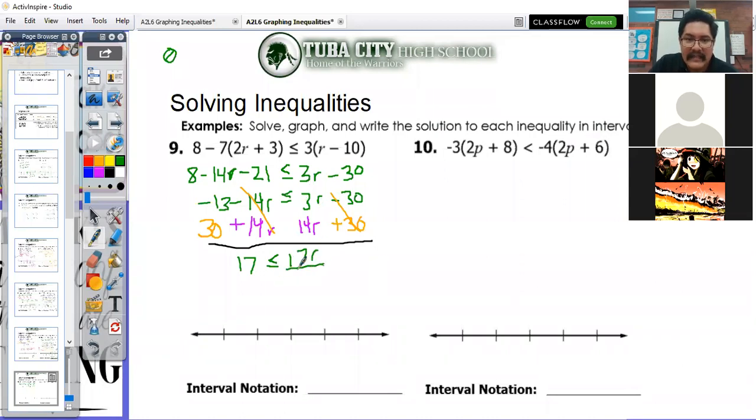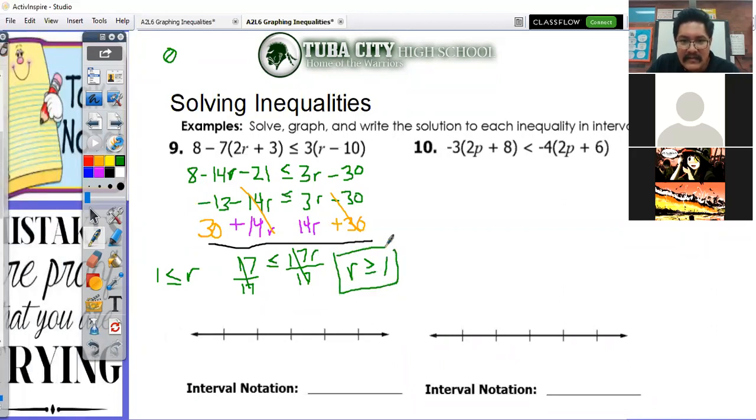All right, but we still got to keep going. Divide both sides by 17, cancel, cancel, and I got nothing left. So I get 1 is less than or equal to r. But let's flip it, all right? Turn everything over, but especially pay attention to which way the mouth is open. It's open towards the r. So when I flip it, it should still be open towards the r.